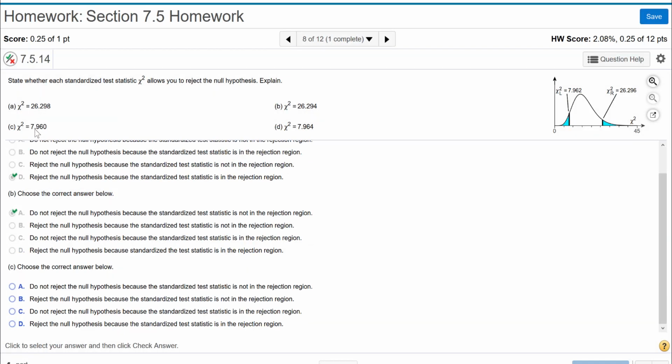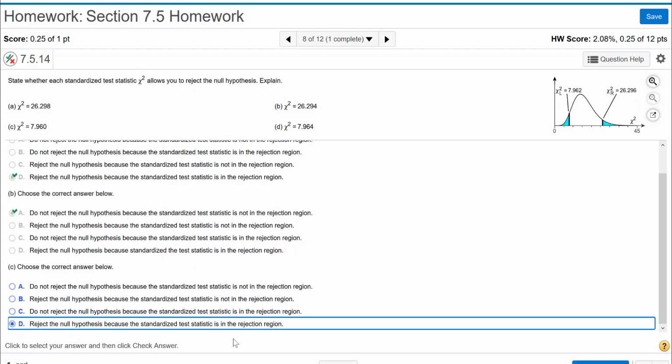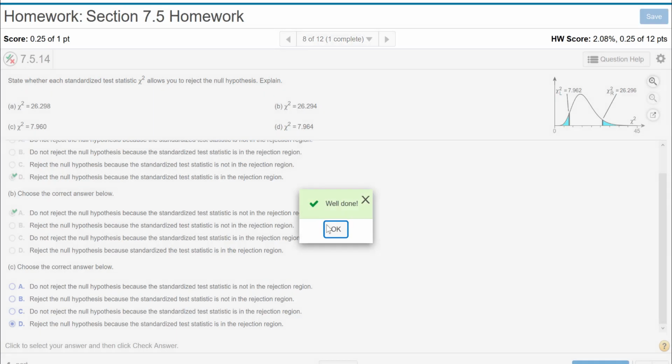Okay, so now 7.960. Notice this one's a lower number, so you're going to be looking at the left side. So 7.962 compared to 7.960, so that means 7.960 is going to be on the left side of that. It doesn't, so it is in the rejection region. So yes, we're going to reject the null hypothesis because it is in the rejection region.